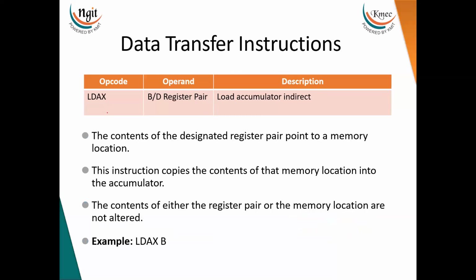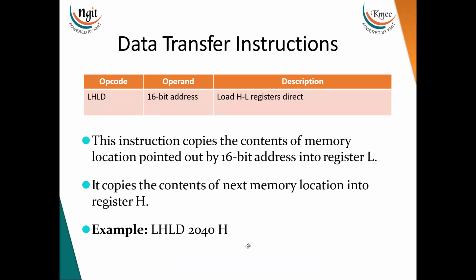Now LDAX means what? Loading the accumulator with the register pair. If we are specifying B, it means the BC register pair. Whatever location the BC is pointing to, whatever the data is there, that data we are moving into the accumulator. Now if the BC is pointing to some 7000, then in this location, whatever the data is there, that data we are moving into the accumulator. Similarly, if you take D, then the DE pair. Now DE is pointing to which location? That location's content we are moving into the accumulator.